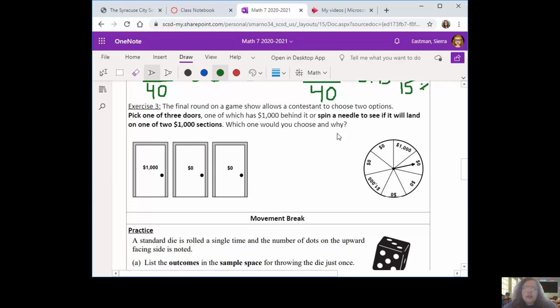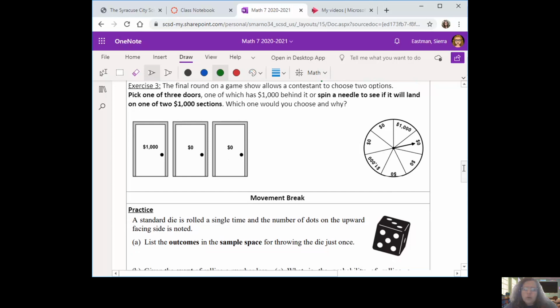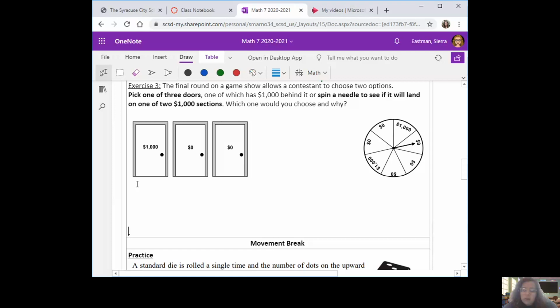It says the final round on a game show allows a contestant to choose 2 options. They can pick one of 3 doors where only one has the $1,000 behind it, or they can spin a needle to see if it will land on $1,000, so that they can win that money. And it's asking which one would you choose and why? And this is why we would want to use probability. How likely is it that you'll win on this game versus winning this game?